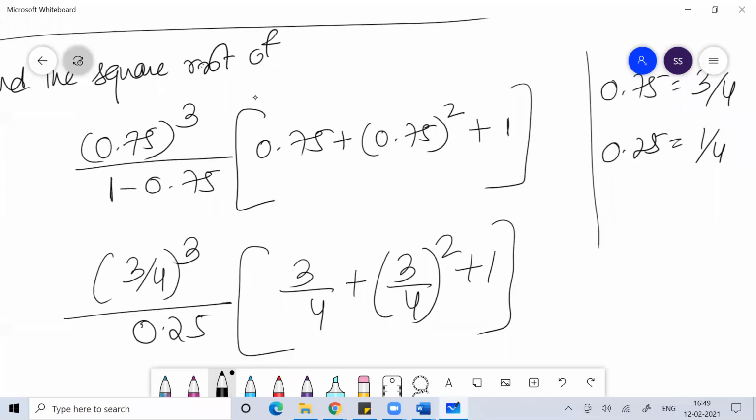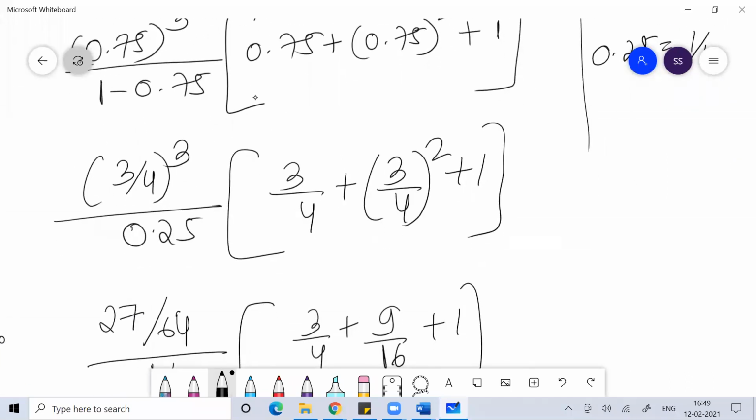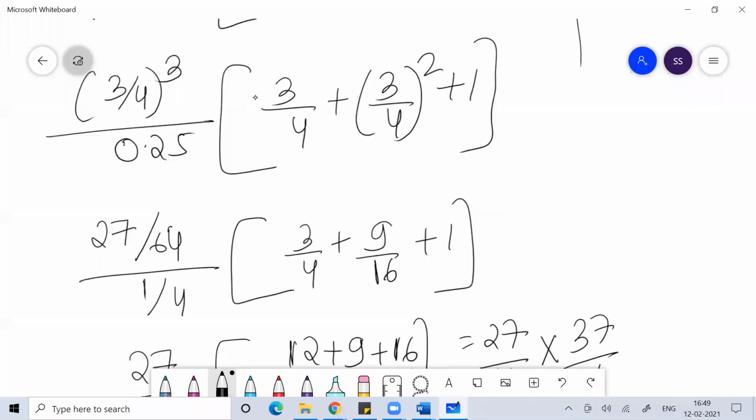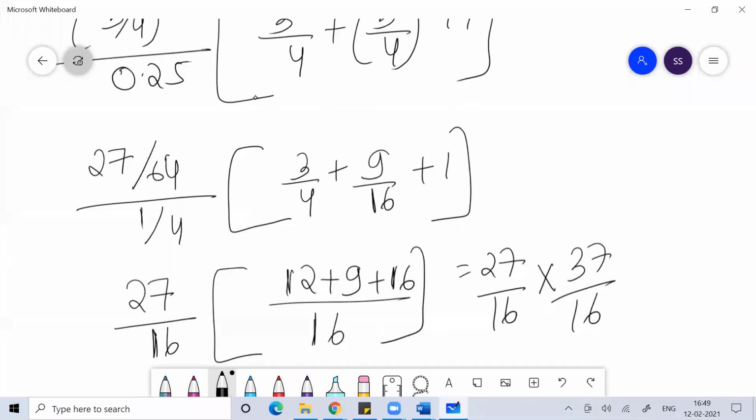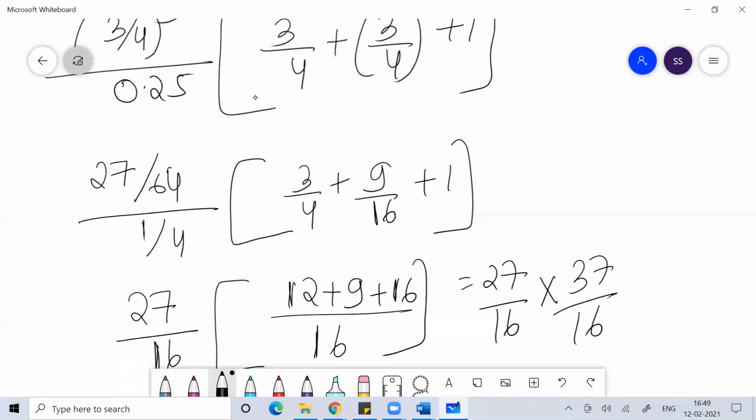So 0.75 is 3 by 4 plus 3 by 4 whole square plus 1. So this is 3 by 4 plus 9 by 16 plus 1. If I take LCM 16, 16 divided by 4 is 4, 4 threes are 12, plus 9 plus 16. So 12 plus 9 is 21, and 21 plus 16 is 37.